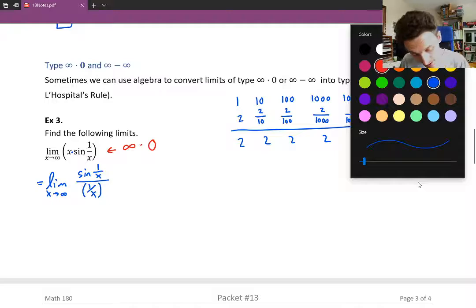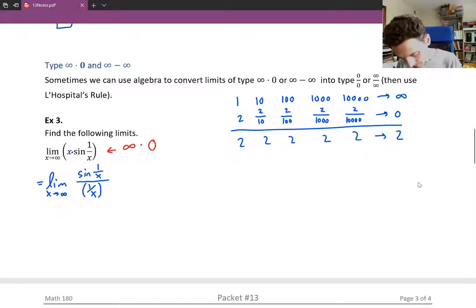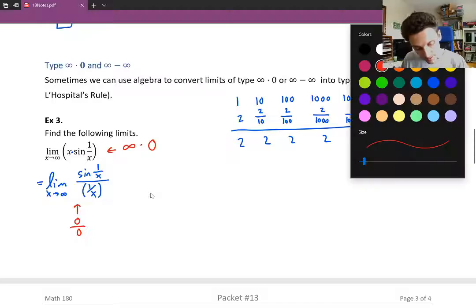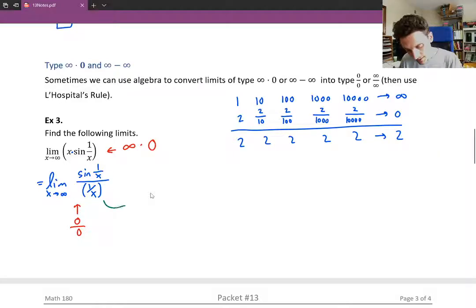But now if you look at the type of this expression, sine 1 over x we already said was going to 0, and 1 over x, the bottom of this big fraction, is approaching 0 as x approaches infinity. So this now is a type of limit where we can use L'Hopital.